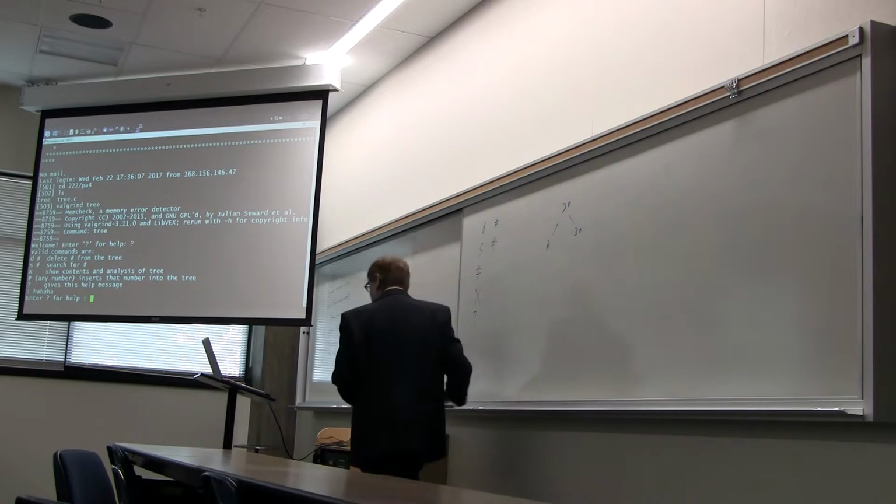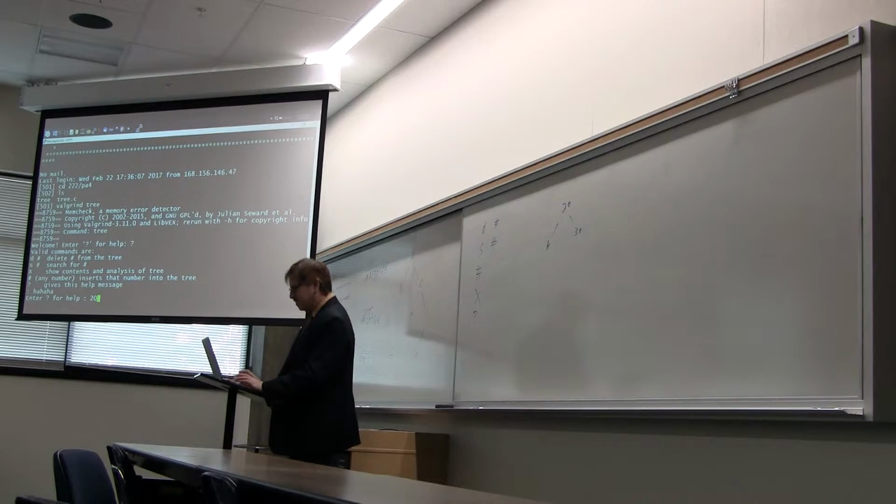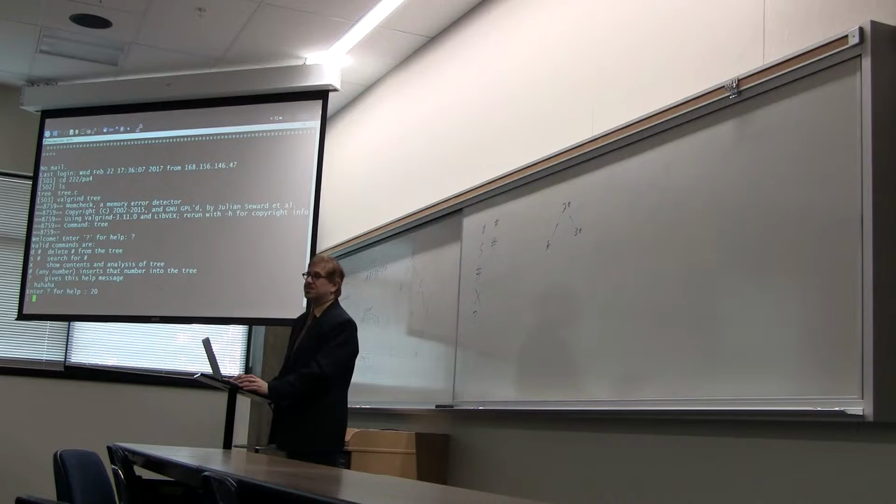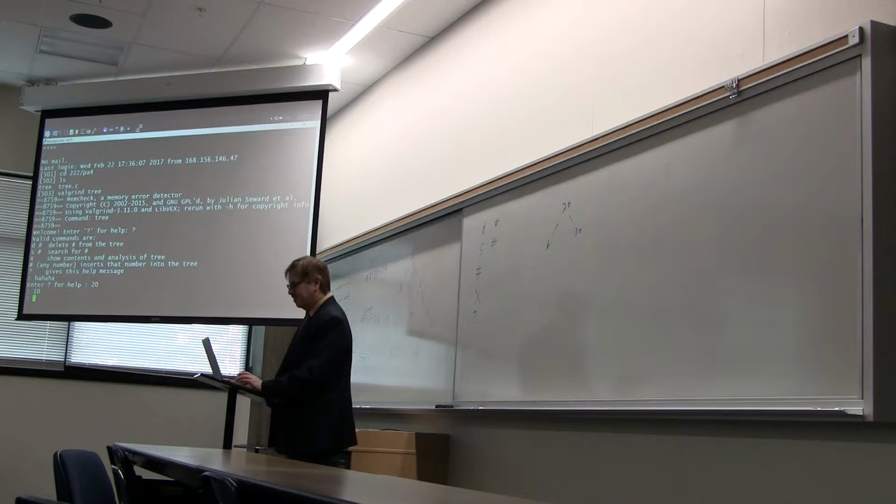Let's build this tree. So I'm going to type a 20. That should insert a 20 into the tree. No messages, it just did it, right? Put in a 10, it put a 10 into the tree. Try to put in a 10 again.